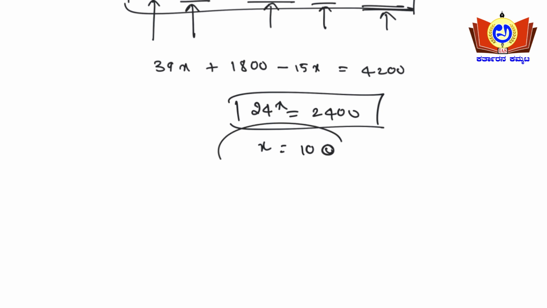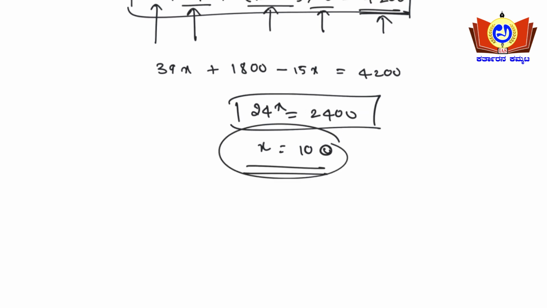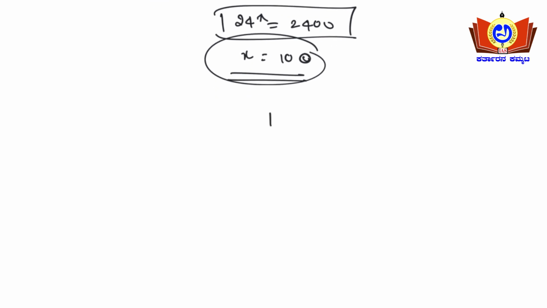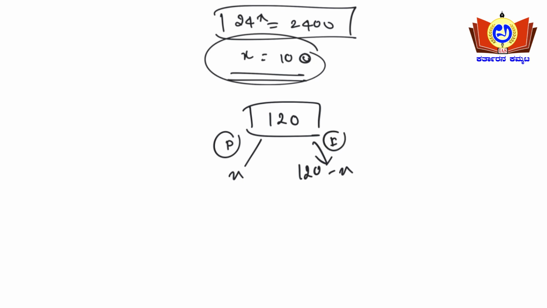So what is this X we had assumed here? The number of students who have passed. There are a total of 120 candidates, so we had assumed X, and 120 minus X, right? So this is passed and this is failed candidates. So what is X here? 100, and 120 minus X is 20 students. So the number of passed students is 100 and the number of failed students is 20. This is the answer for this question. Okay, moving on to the next question.